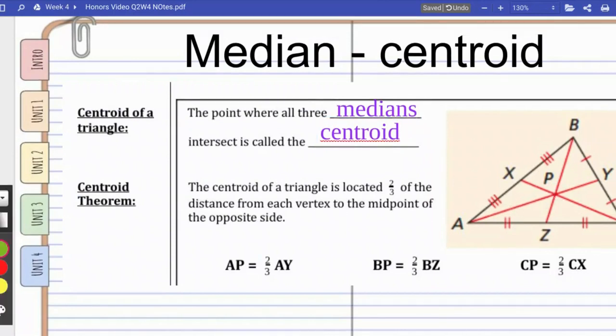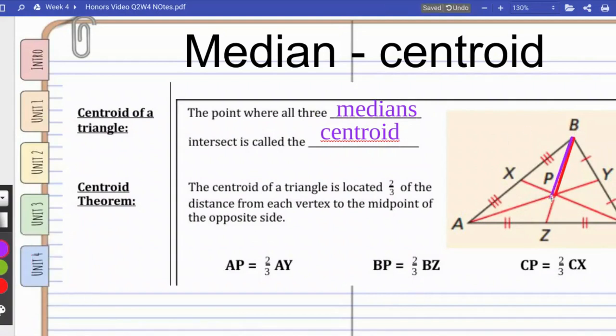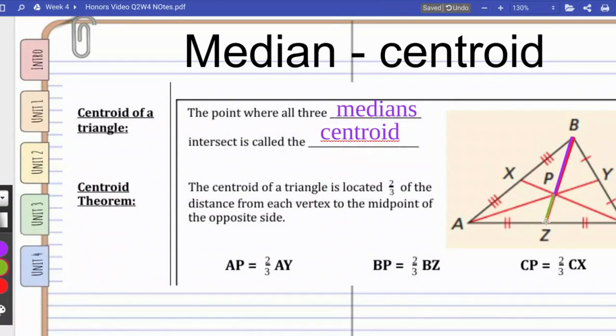Now, what's special about the centroid is that it splits the entire median BZ into two pieces. You got piece BP and you got piece PZ. Well, PZ is 1/3 of the entire line. P to B is 2/3 of the entire line. So your line gets split up into three parts, where PB is going to be 2/3 and P to Z is going to be 1/3.